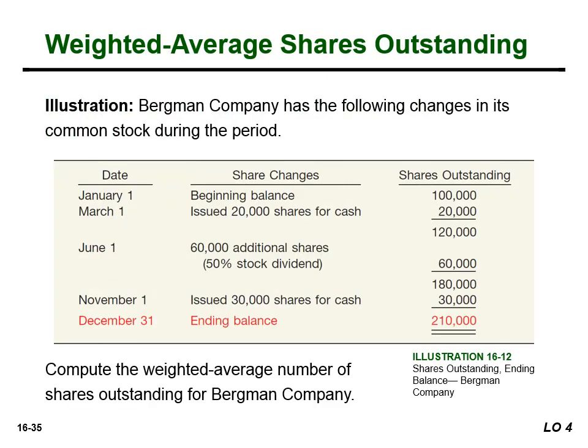So here we have Bergman Company that has the following changes in common stock during a period. Now to crunch weighted average shares outstanding, what you're really doing is just weighting them by time. So you say, okay, January 1, beginning amounts, I've got 100,000 shares, and those 100,000 shares exist from January all the way to March 1st, so January and February, or 2 months out of 12. On March the 1st, we issued another 20,000 shares for cash, and those 120,000 shares then exist from March the 1st to June the 1st, so March, April, May, 3 months out of 12.